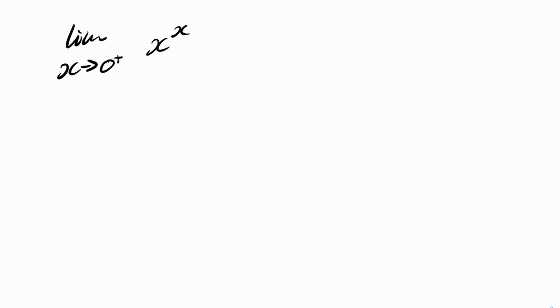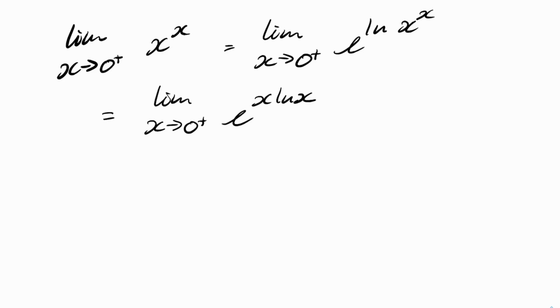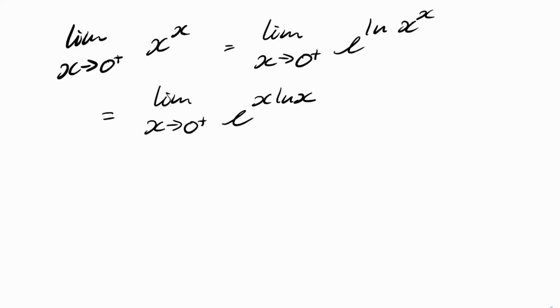What I'm going to do is write x to the x as e to the logarithm of x to the x. And I can do that because x to the x is always positive as we're taking the limit from the right. Now I've done that, I can use the law of logs to simplify. And we've already seen that x times log x as x is approaching 0 is tending to 0. So this is just tending to e to the power 0, which is just 1. So that's a very neat trick that you can use for all sorts of different types of indeterminate powers.